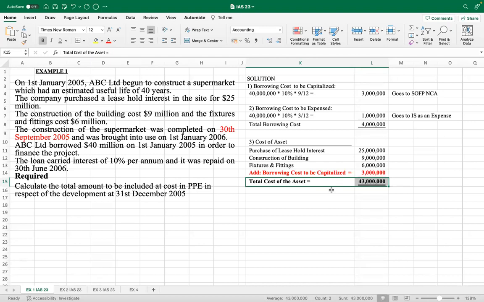We are not focusing on the principal. Principal goes to the balance sheet as a non-current liability. I hope that is clear.